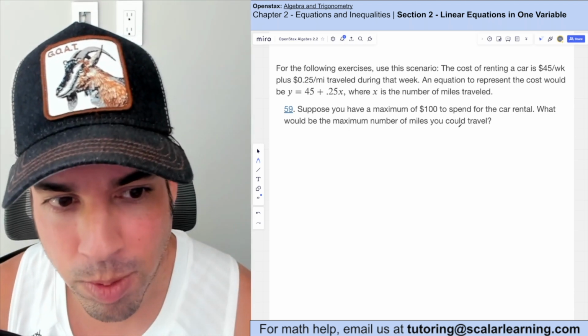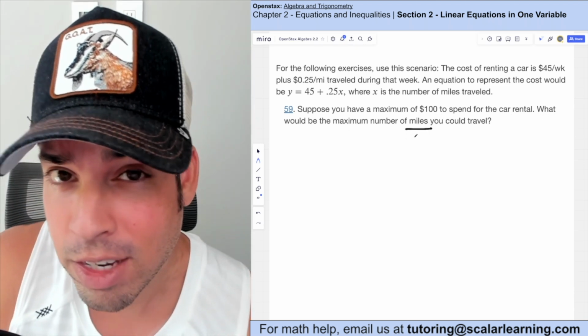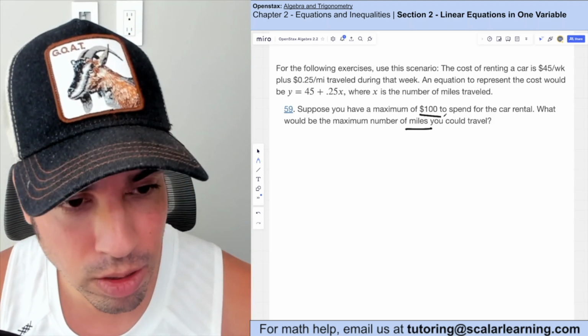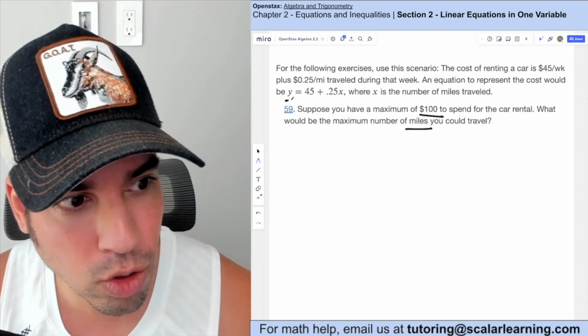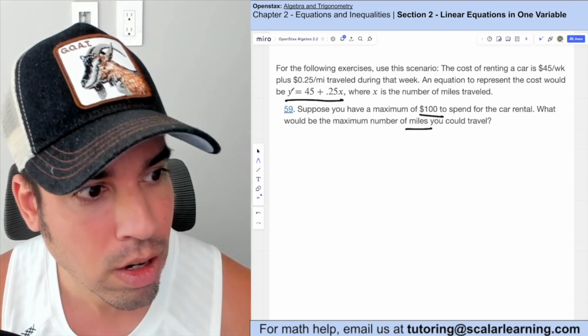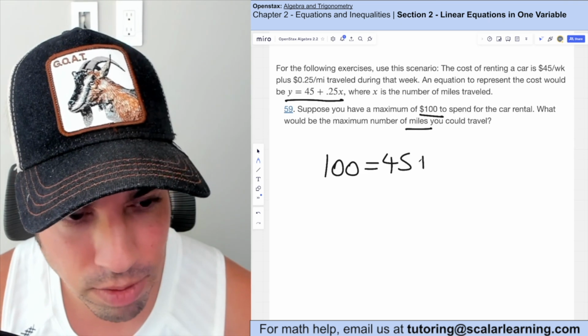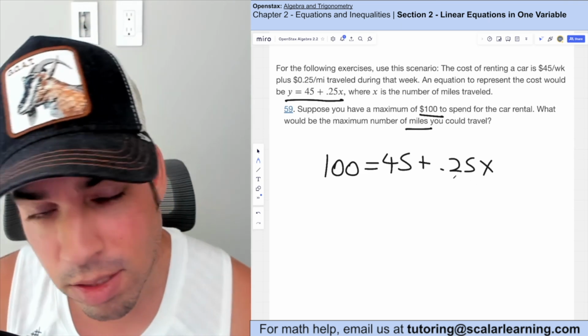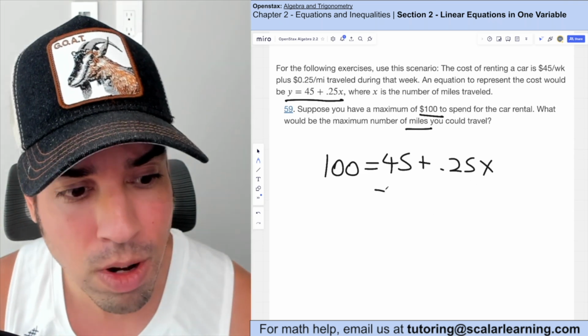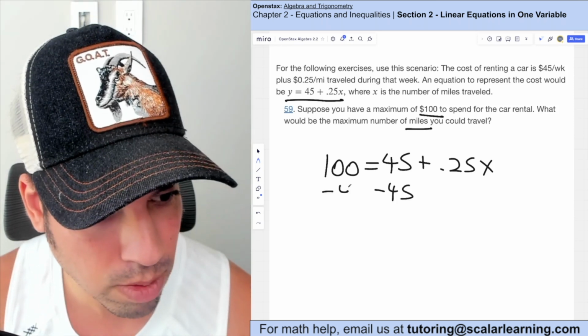Suppose you have a maximum of $100 to spend for the rental car. What would be the maximum number of miles you could drive? So here we're actually solving for X and we're given a Y value. So I'm going to take my equation here and plug 100 in for the Y value. So I've got 100 equals 45 plus 0.25x. And then we're just going to solve for X. We're going to isolate.